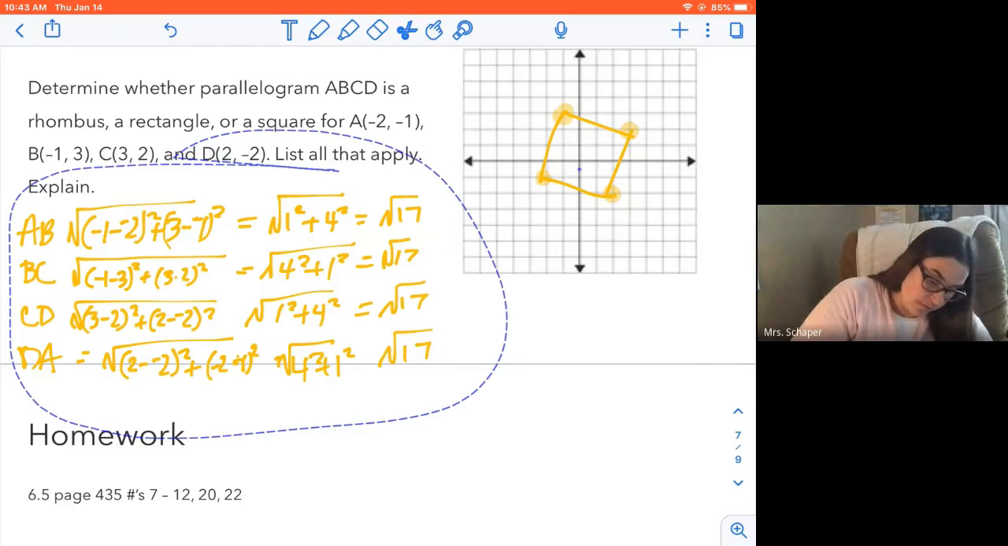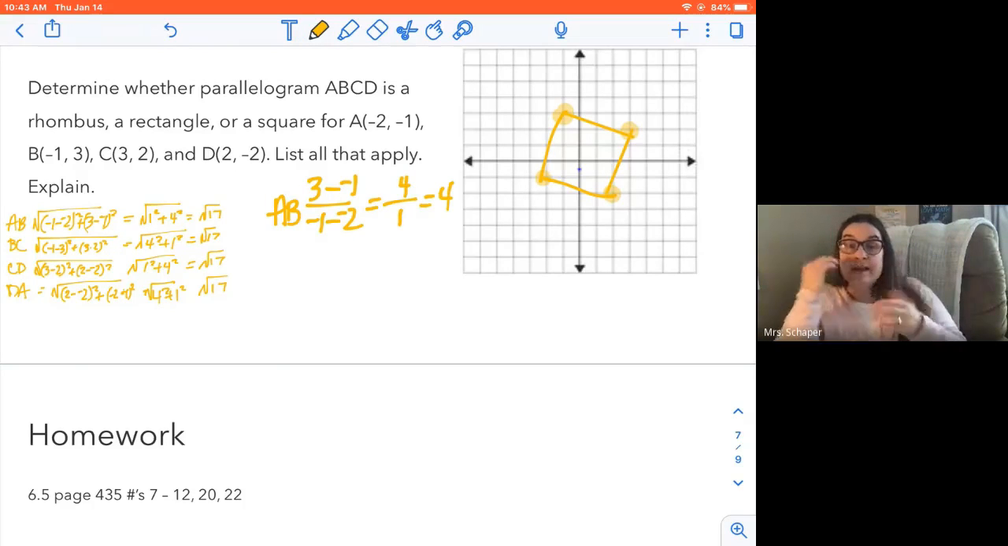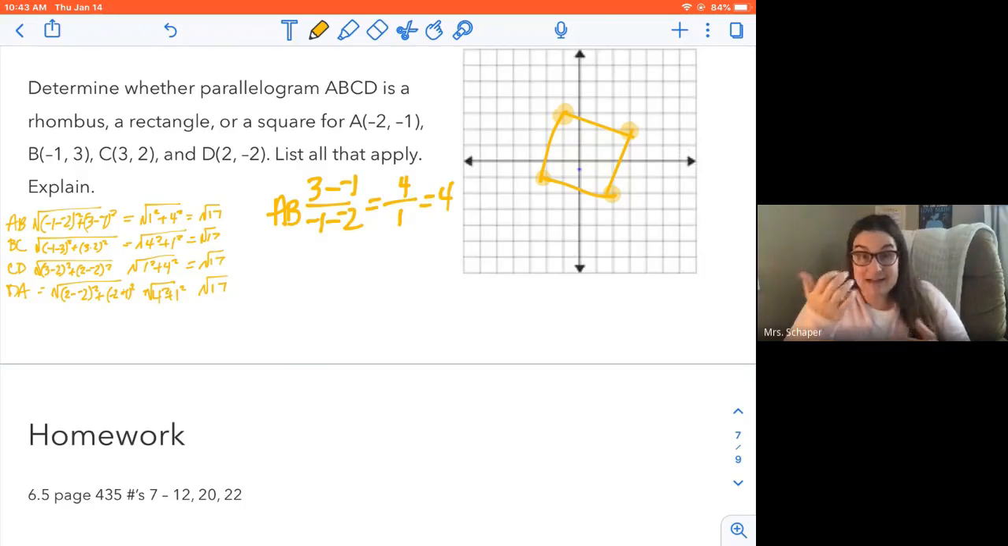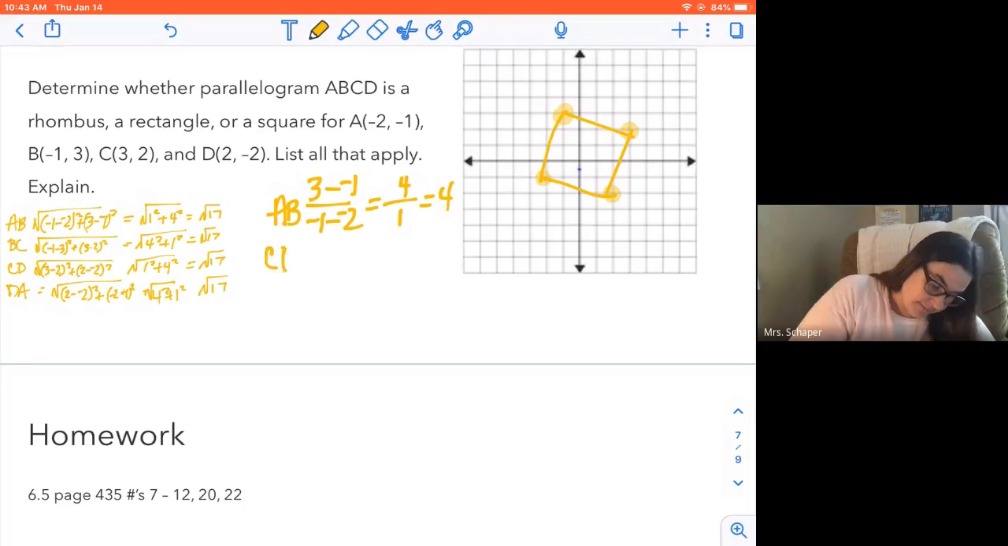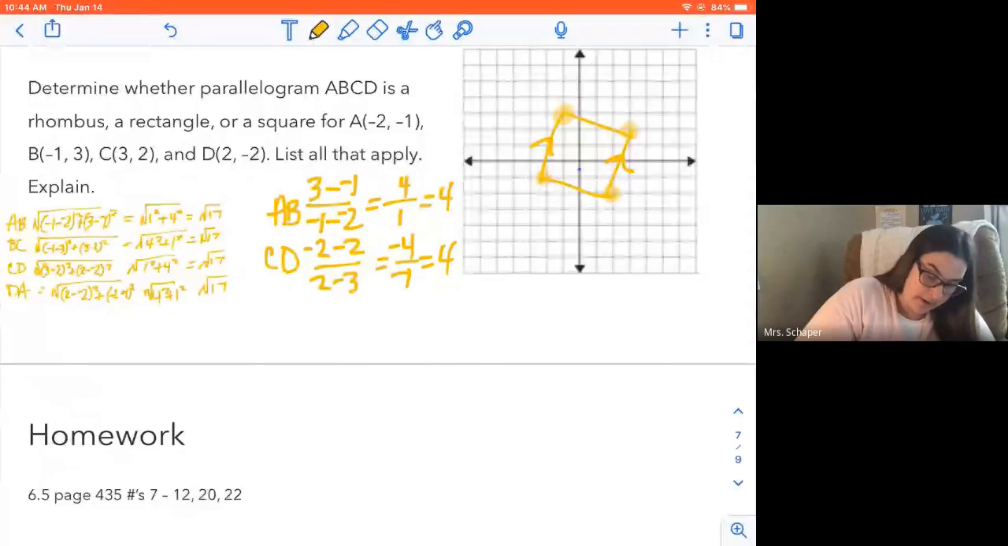The slope of AB is going to be (3 minus -1) over (-1 minus -2), which is 4 over 1, which is 4. So the slope of AB is 4. Theoretically, the slope of CD should be the exact same thing. So let's find CD next. It's (-2 minus 2) over (2 minus 3), which is -4 over -1, which is 4. So those 2 sides are parallel and congruent. I'm just going to draw the parallel symbol in there, and then let's do the other 2.